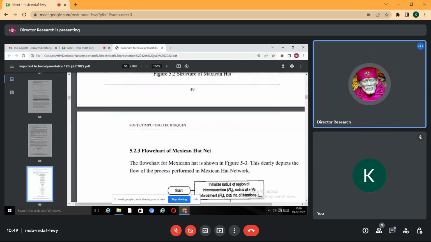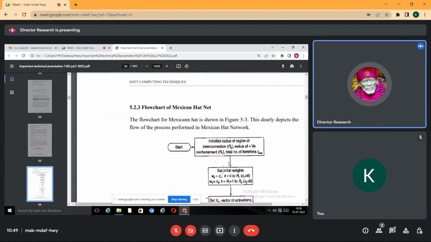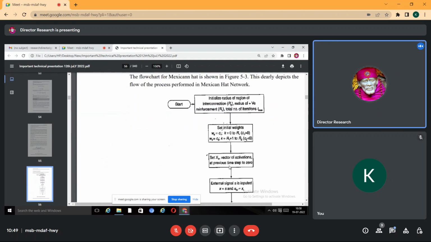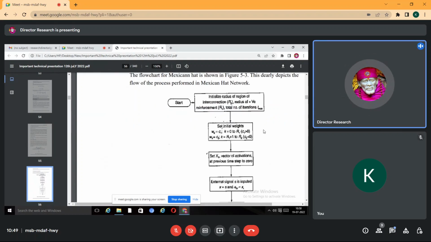Structure of Mexican hat. Flowchart of Mexican Hat Net. The flowchart is shown in the figure. This clearly depicts the flow of the process of the Mexican hat network. Start. Initialize the region of interconnection radius, and the total iterations. Set initial weights.